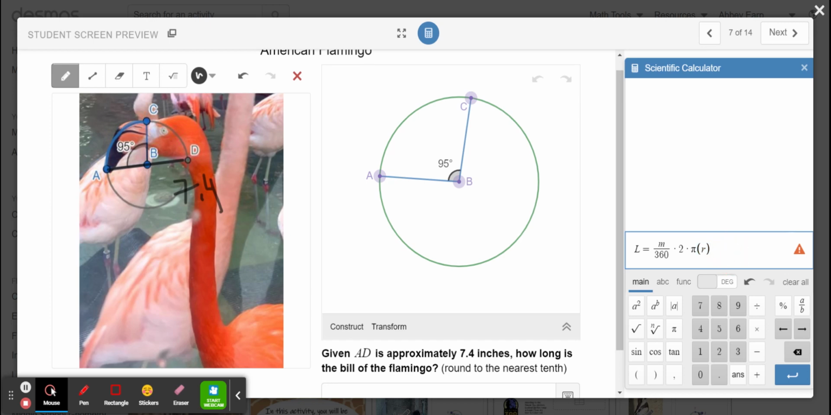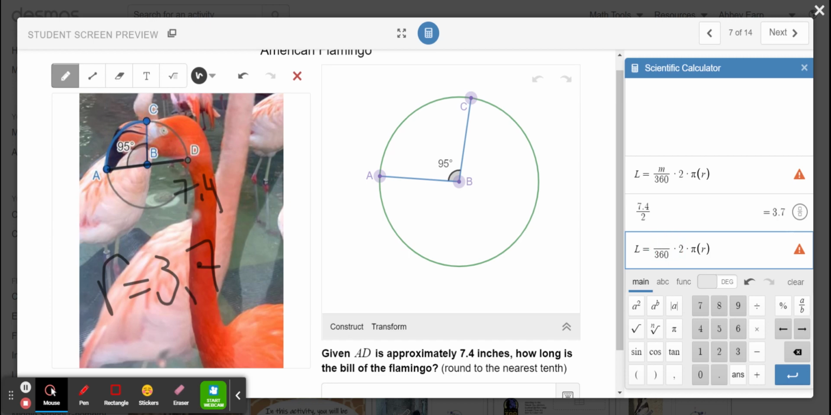What is the relationship between a radius and a diameter? Yeah, you're right. A radius is half of the diameter, so we can take our diameter, 7.4, and divide it by 2 to get our radius. Our radius is equal to 3.7. Now that we have everything, we can plug it into our arc length formula in order to figure out how long the bill of the flamingo is.